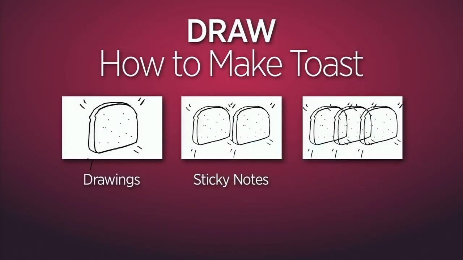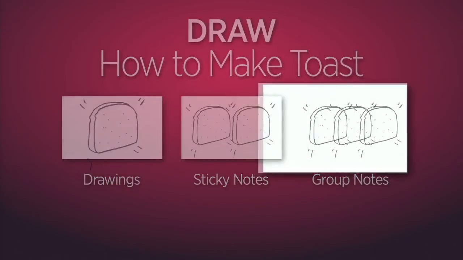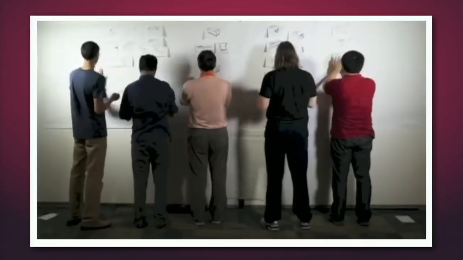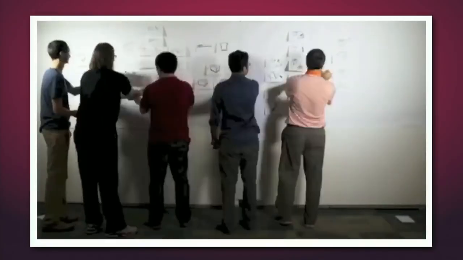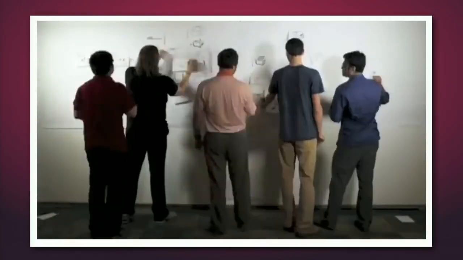And this brings us to our third part of the exercise, which is to draw how to make toast, but this time in a group. So what happens then? Well, here's what happens. It starts out messy, and then it gets really messy, and then it gets messier.